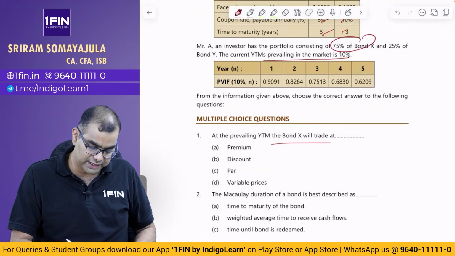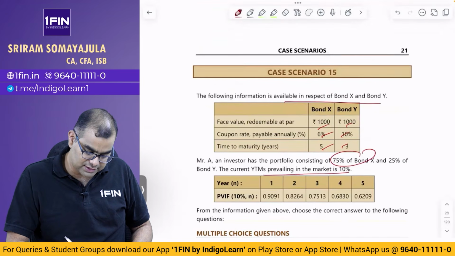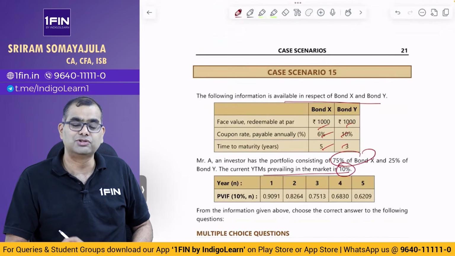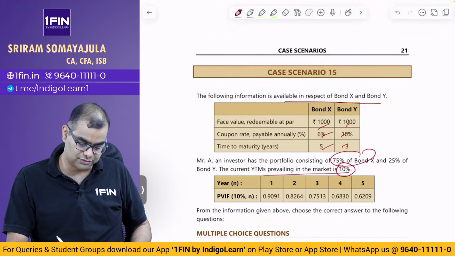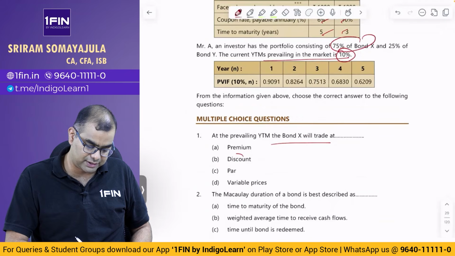At prevailing YTM, bond X will trade. See, bond X is what? Coupon rate is 6%. Current market rate is how much? 10%. So if the yield increases, price falls. So price will fall, and it will be trading at a discount.